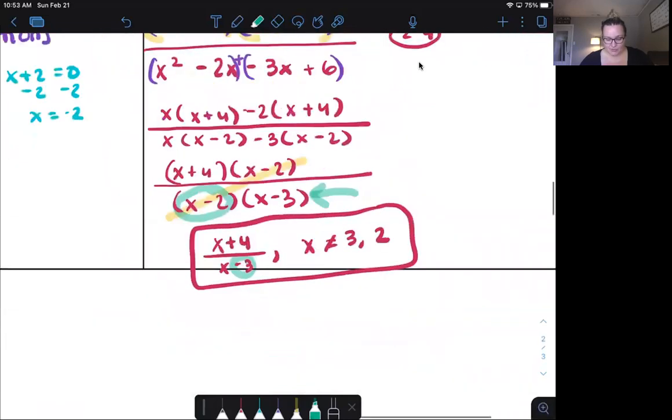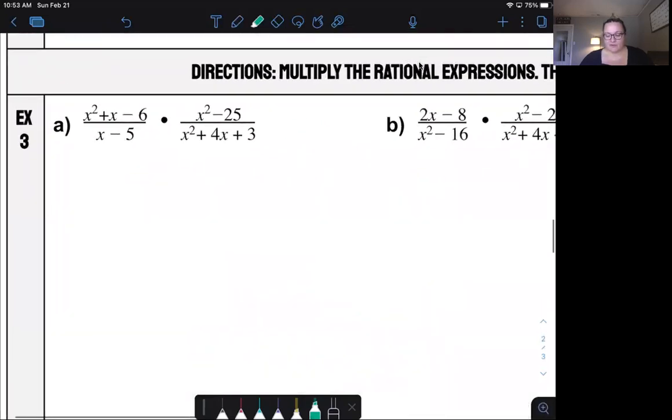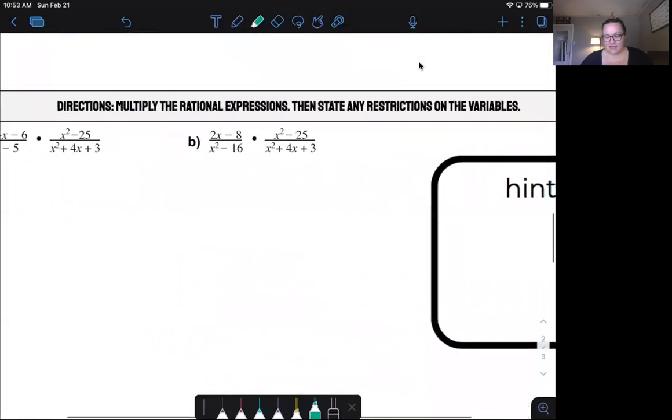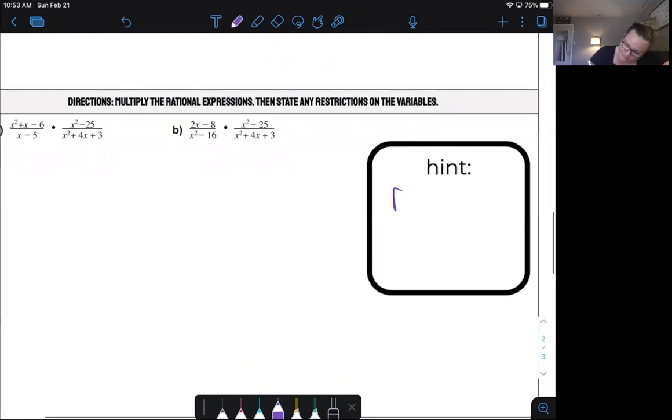So we've got 2 restrictions. All right, let's keep going. So now we're going to multiply rational expressions, and then we're going to state any restrictions on the variables. So before you start multiplying and dividing, what I recommend is that you factor and simplify your fractions first.